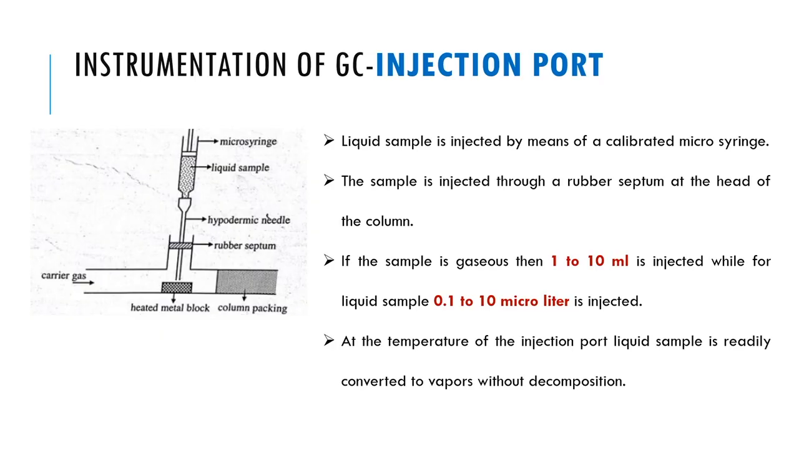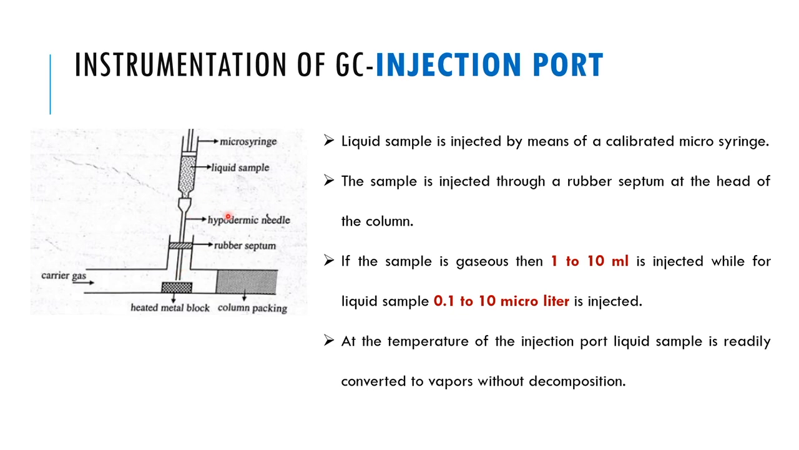Coming to the injector port, you can see the diagram of an injector port here. The carrier gas is already flowing through the column and we have a heated metal block in the injector port. The sample which is injected will be heated and converted into vapor. This is a syringe, a micro syringe. It can be a gas tight syringe or a liquid syringe, and there is a rubber septa, which ensures that the gases are sealed inside and not leaking anywhere.